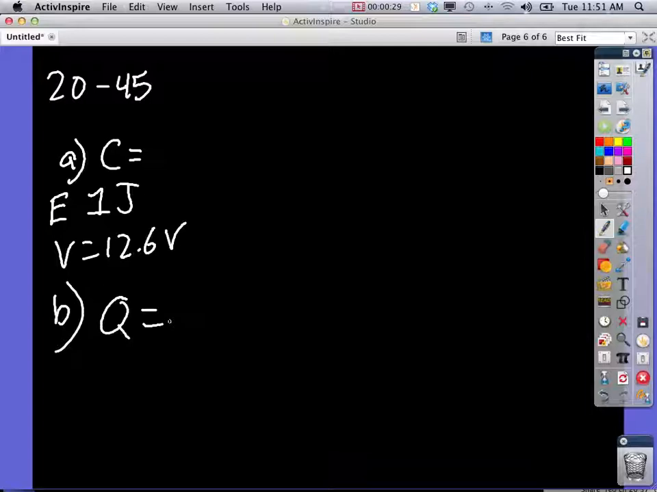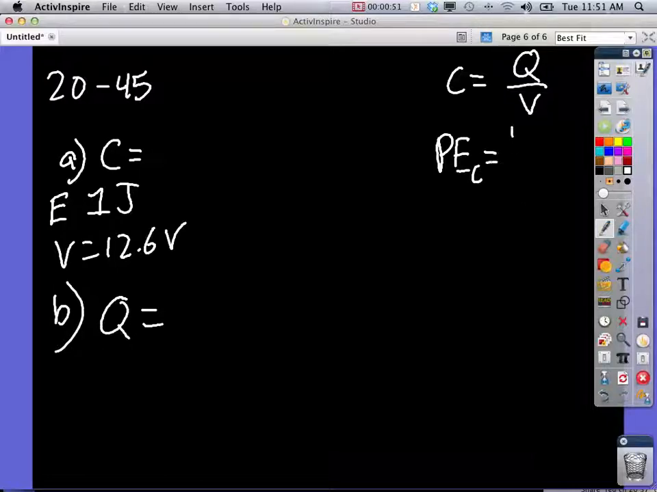What is the equation for capacitance? For the behavior of a capacitor? There you go, Q over V, right? What is another equation about capacitors that relates to energy? Okay, so we can say that the potential energy stored in a capacitor is 1/2 CV squared. Or you could say that it's 1/2 QV. Either one of those works.